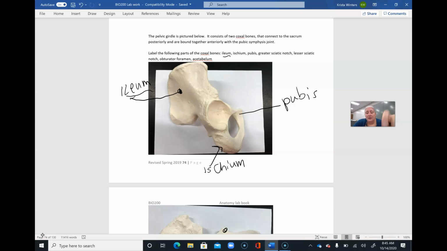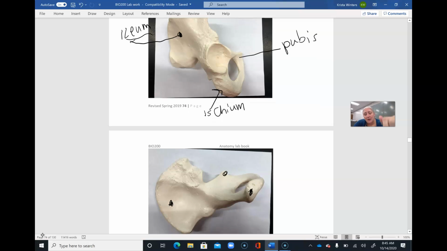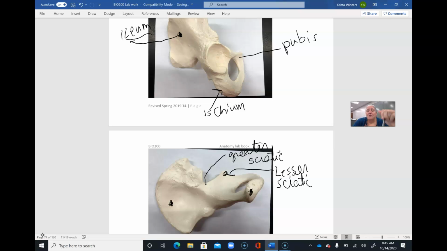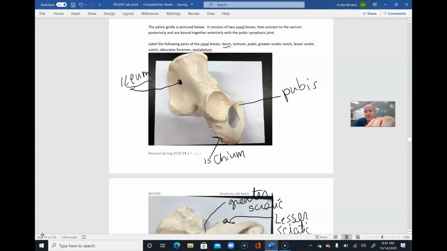There are structures within the coxal bone that we always want to talk about. The first is this large notch. This is the greater sciatic notch. And then right here is a smaller notch. That's the lesser sciatic notch. These are where the sciatic nerve is going to be found, which is why I like you to learn about them.